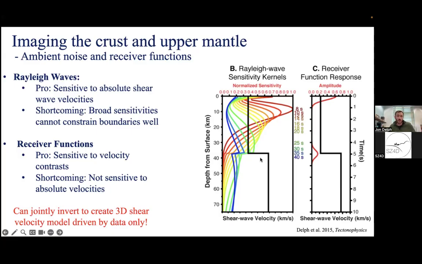Now, if that assumption on crustal thickness is wrong, that's going to propagate into your final model, and you could end up with some erroneous results due to that. But combining these data sets, we don't have to do that. So let me show you conceptually how we build this model.